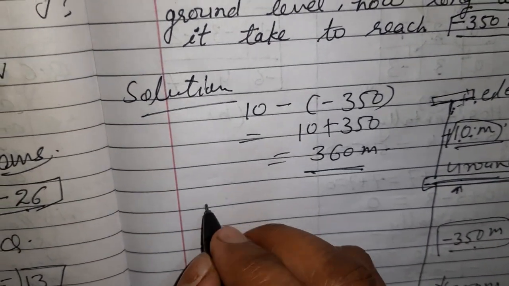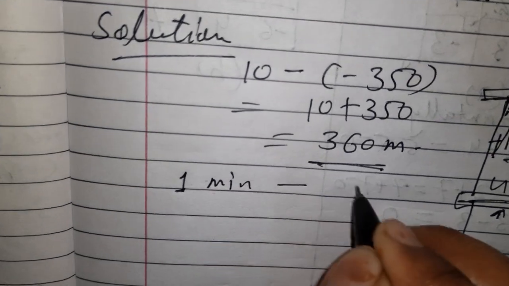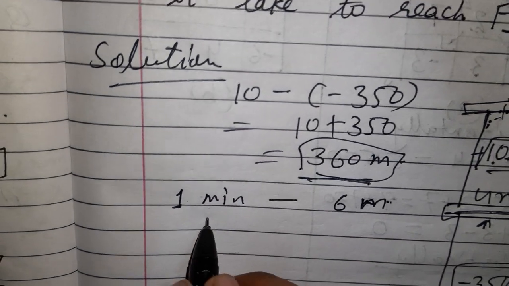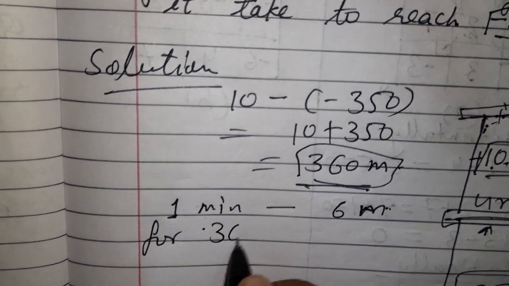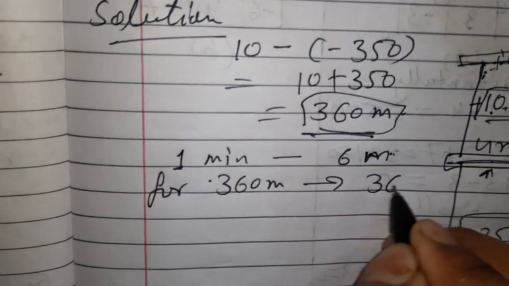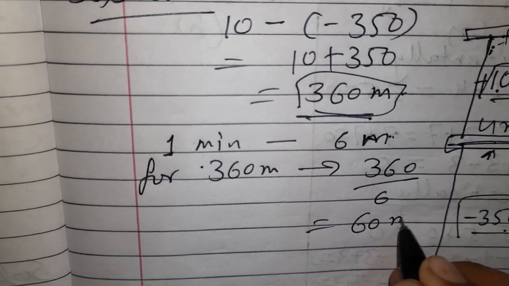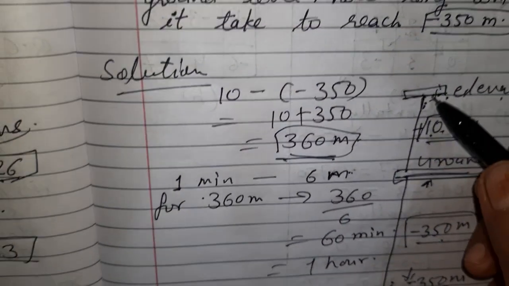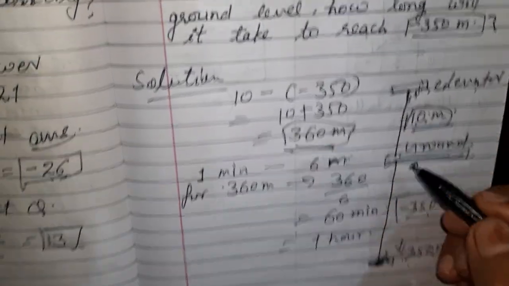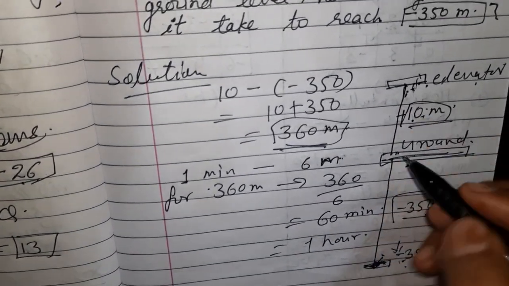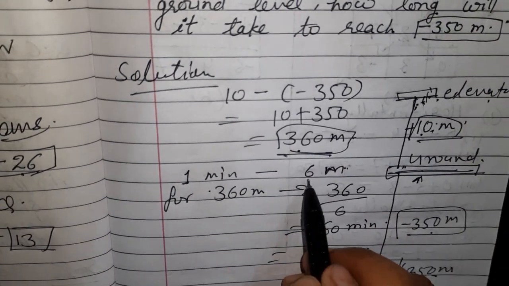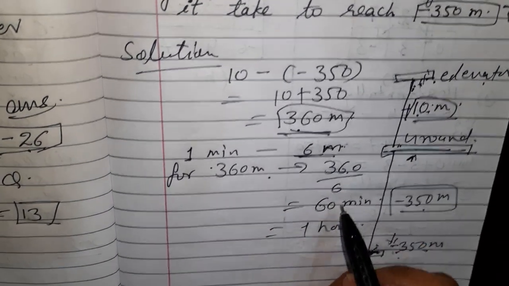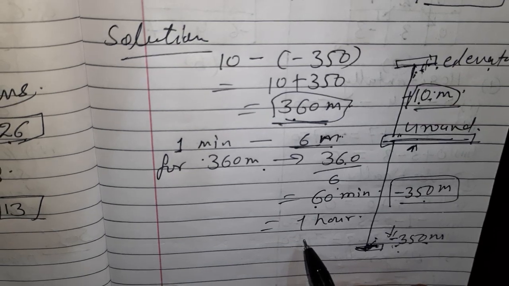So in 1 minute it descends 6 meter. Okay, so for 360 meter, how many minutes will it take? Therefore for 360 meter, it will take 360 upon 6, that is 60 minutes, and 60 minutes is equal to 1 hour. So understand, see, first find the total distance here to here. Here to here it is 10 and here to here it is 350. So 350 plus 10 is 360. In 1 minute it descends 6 meter. So for 360 meter, how many minutes will it take? Divide 360 by 6, it is 60 minutes, and 60 minutes is equal to 1 hour.